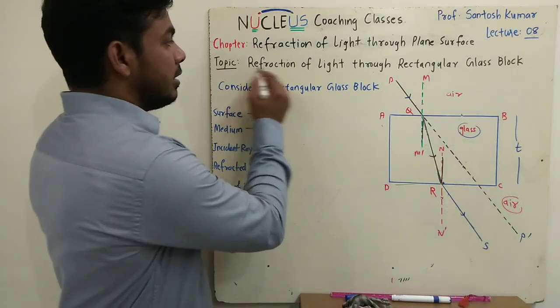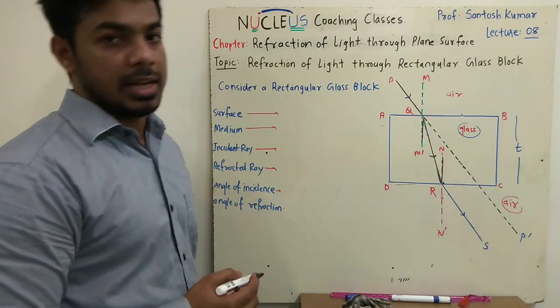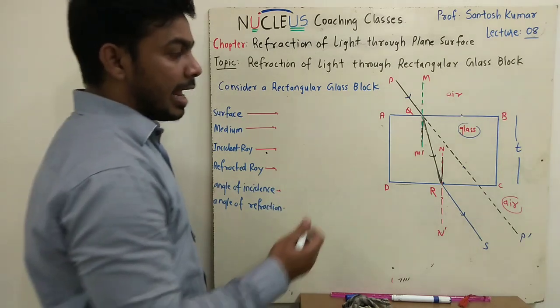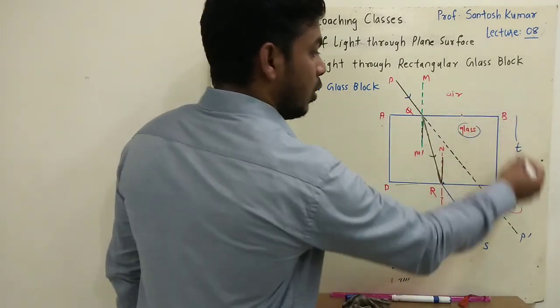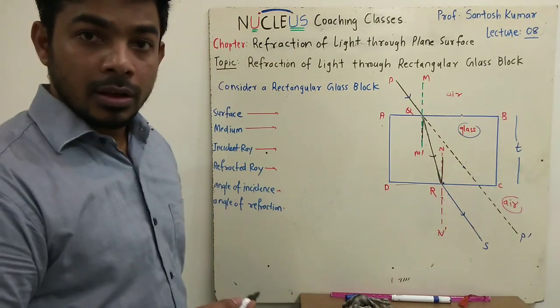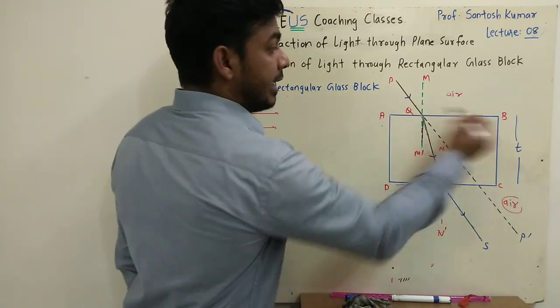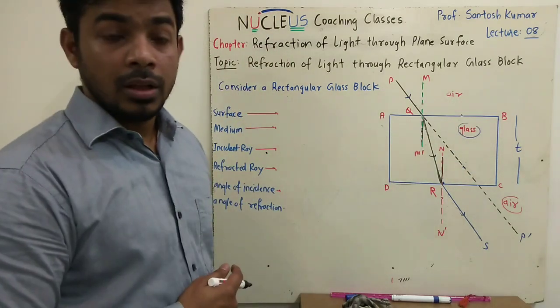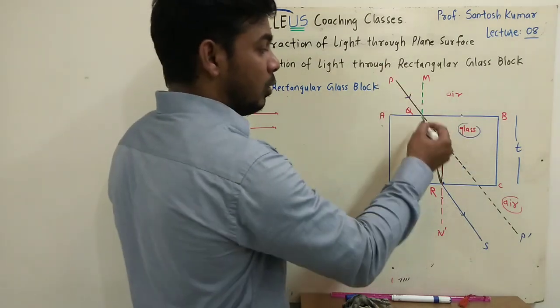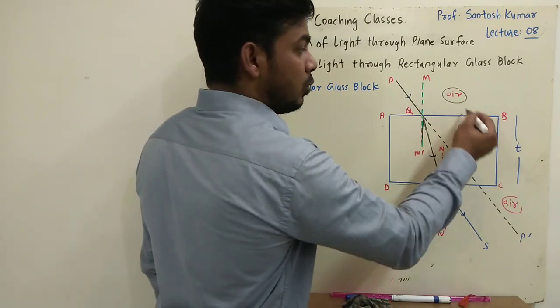Now we will study refraction of light through a rectangular glass block. So I have considered a rectangular glass block ABCD of thickness T, where a ray of light traveling in air, which is PQ, strikes the surface AB of the slab. Now we can say for path PQ, it is traveling from air to glass.